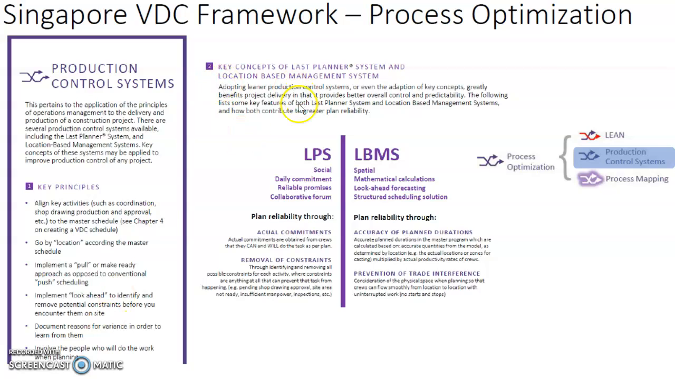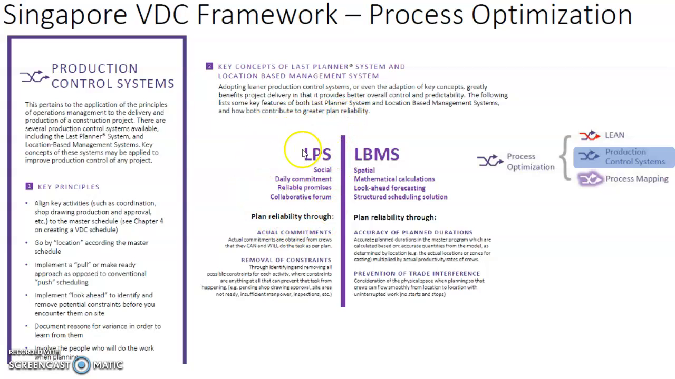So the key concepts of these two systems, again, you can look at here. By adopting the linear production control system, or even adopting the key concepts, it will greatly benefit project delivery in that it provides better overall control and predictability. Also, you can see from here it lists some key features of the two systems, and how they can contribute to greater plan reliability.